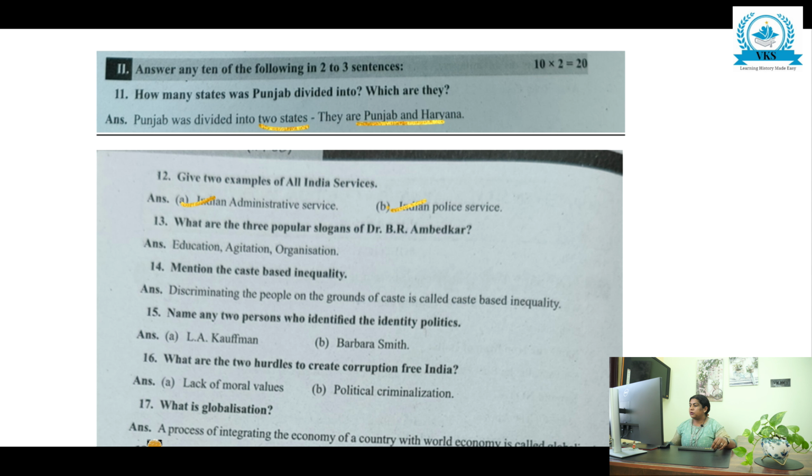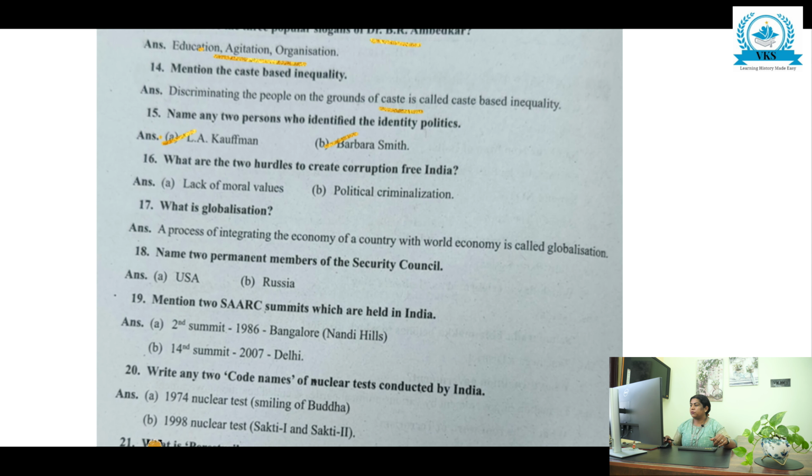What are the three popular slogans of Dr. B.R. Ambedkar? Education, agitation and organization. Mention the caste-based inequality. Discriminating people on the grounds of caste is called as caste-based inequality. Name any two persons who identified the identity politics, L.A. Kaufman and Barbara Smith.